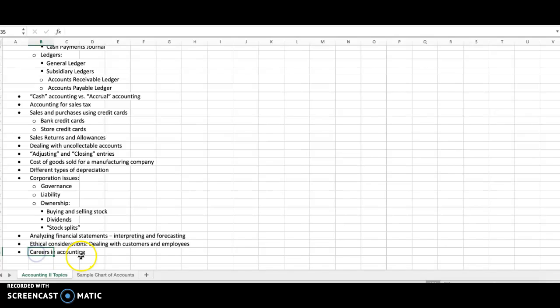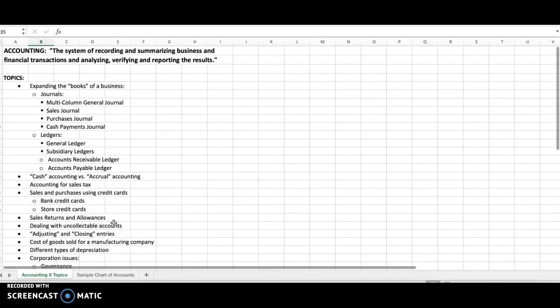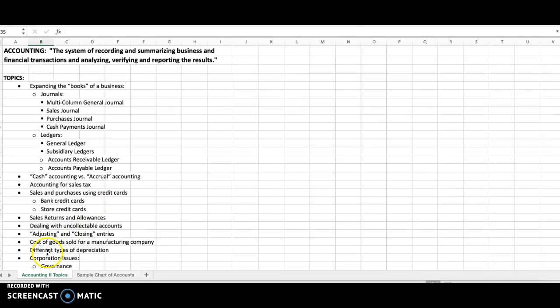And a little bit more, if we have time at the end, talking about possible careers in accounting. So those are some possible topics. And to give you another look at that in a little different way, I want you to go down to the bottom and look at the second tab. The tab we're on right now is called the Topics tab.